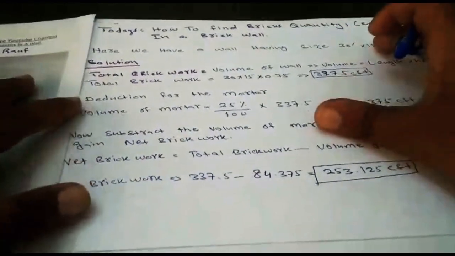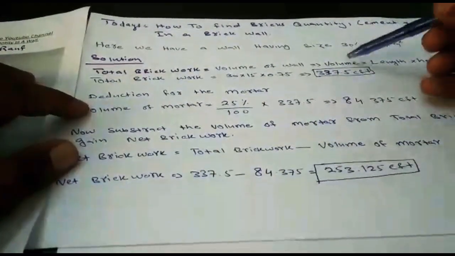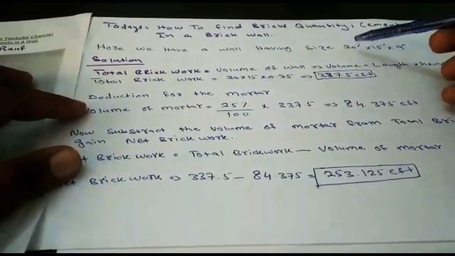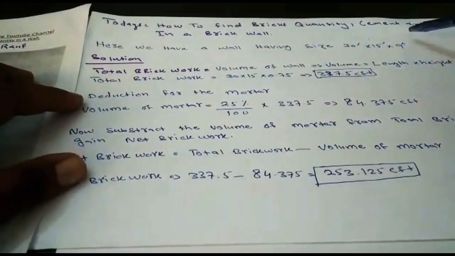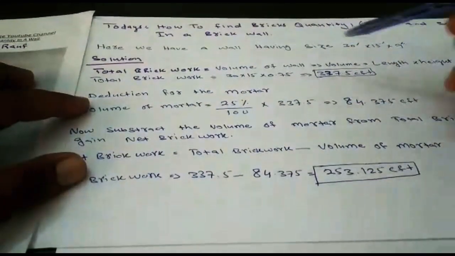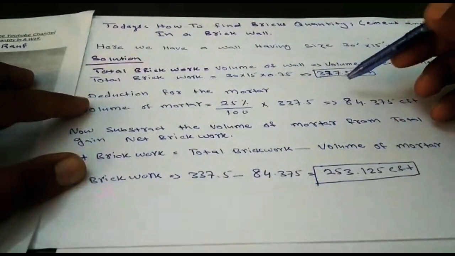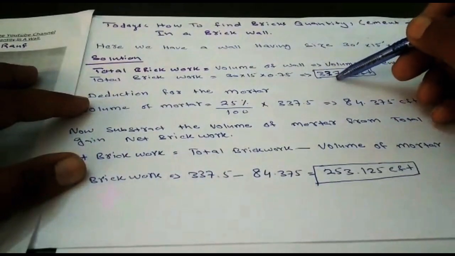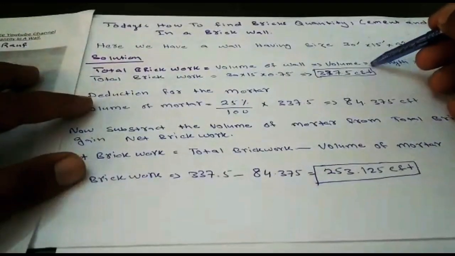So first of all we have to find the volume of wall. You know the size of the wall, length is 30 foot, 15 foot is the height and 9 inches is the thickness. So volume of wall is equal to 337.5 CFT. This is the total volume of wall. This also includes the percentage of mortar.